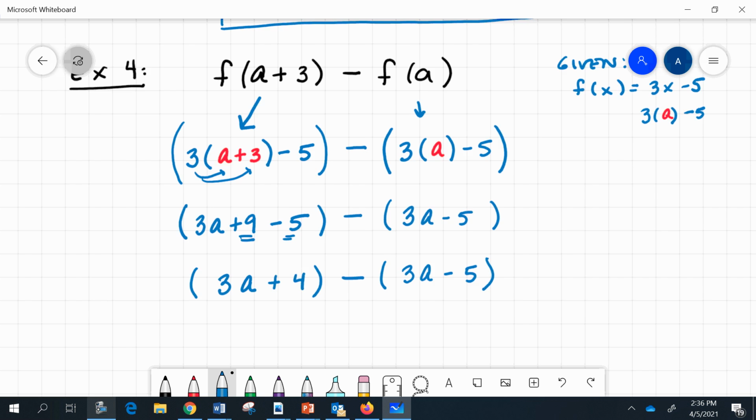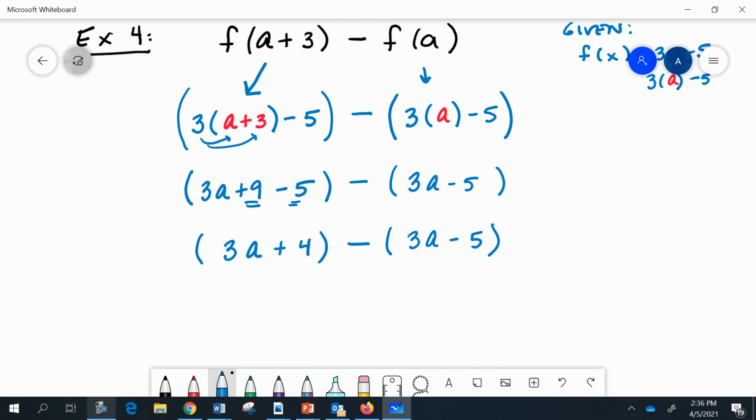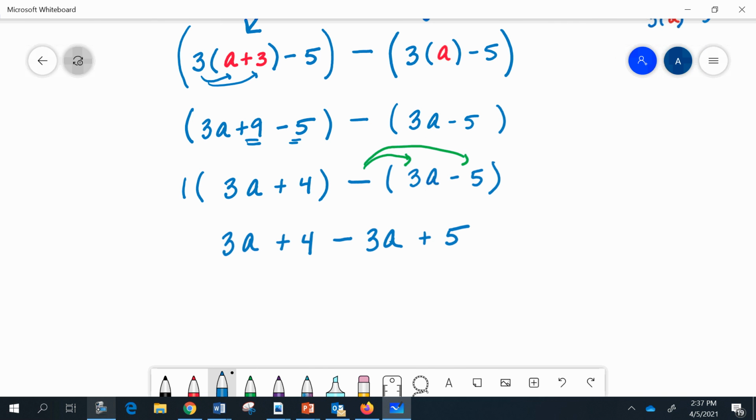Now we're ready to do our subtraction. This is like having a 1 in front. If I distribute a 1, this first quantity stays the same. But over here, it's going to be minus 3a. And again, because of the parentheses, I minus the negative 5 and get plus 5. Now we combine like terms. I'm noticing the 3a and the negative 3a equals 0, so they cancel out. Then we have a positive 4 and a positive 5. So our answer is going to end up being 9.